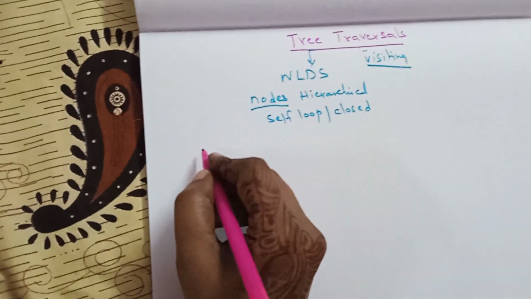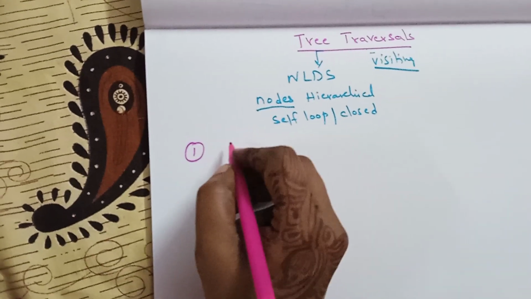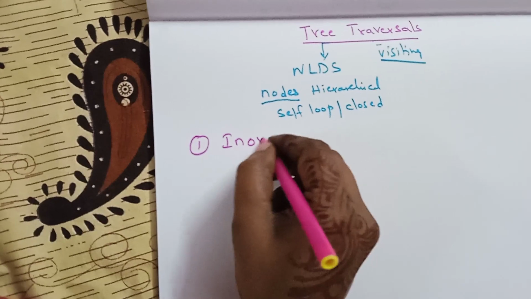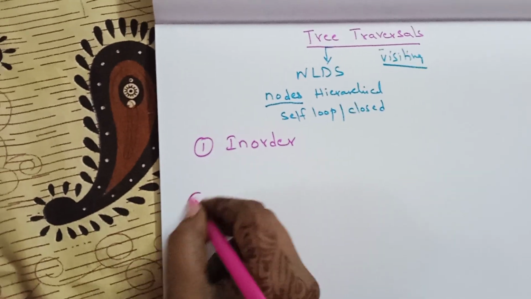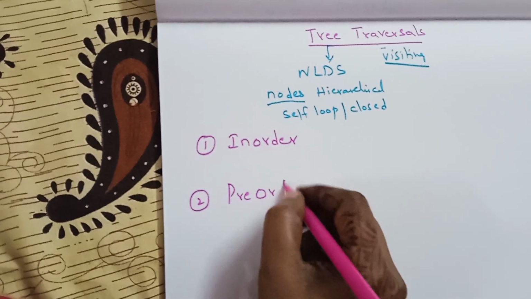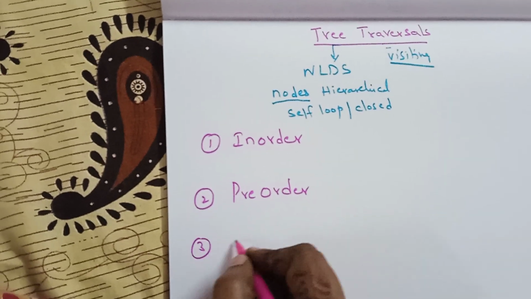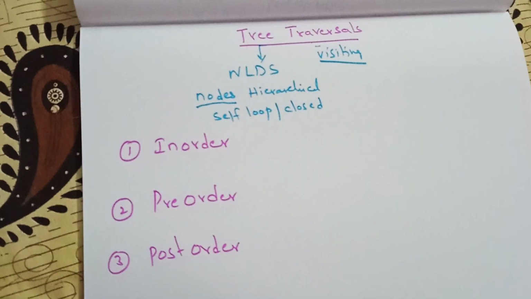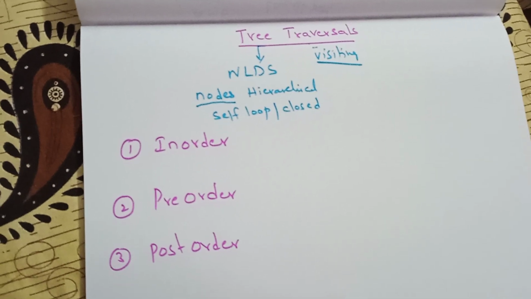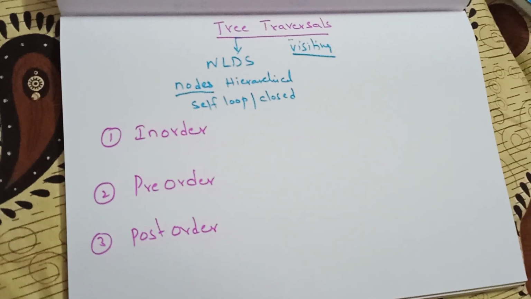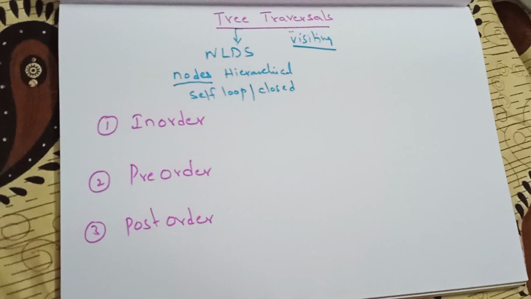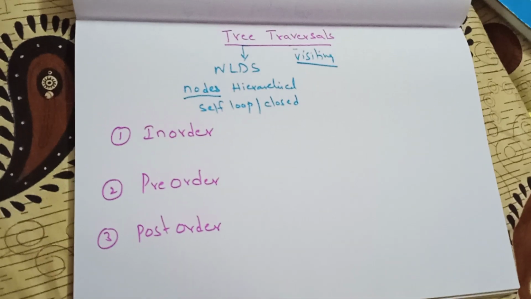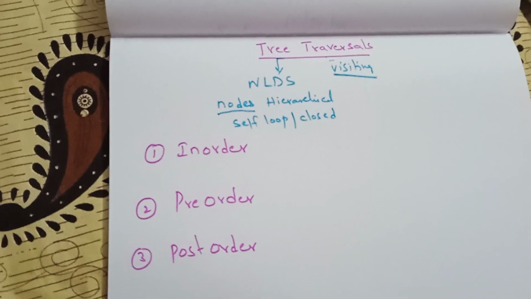Right. Now, there are three orders to visit a node in a tree, and those are in-order, pre-order, post-order. Tree traversal in the sense visiting of a node in a tree can be done in three ways: in-order, pre-order, post-order. Now let's look into each one.